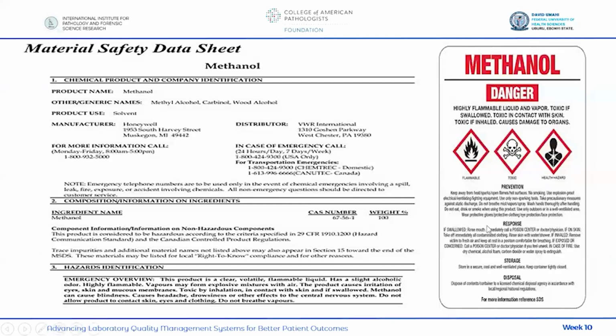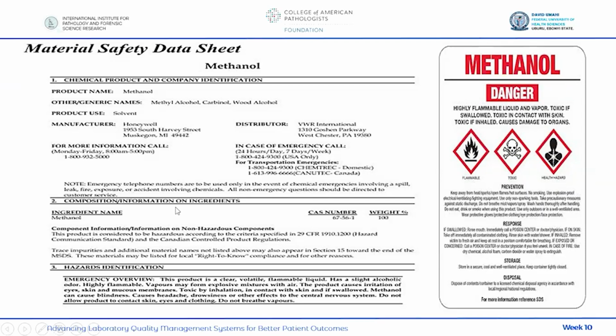Methanol. Okay, this one is more legible. The first thing you see here is danger. Danger. Highly flammable liquid and vapor. Toxic if swallowed. Toxic in contact with skin. Toxic if inhaled. Causes damage to organs. So it tells you the methanol is a dangerous chemical.